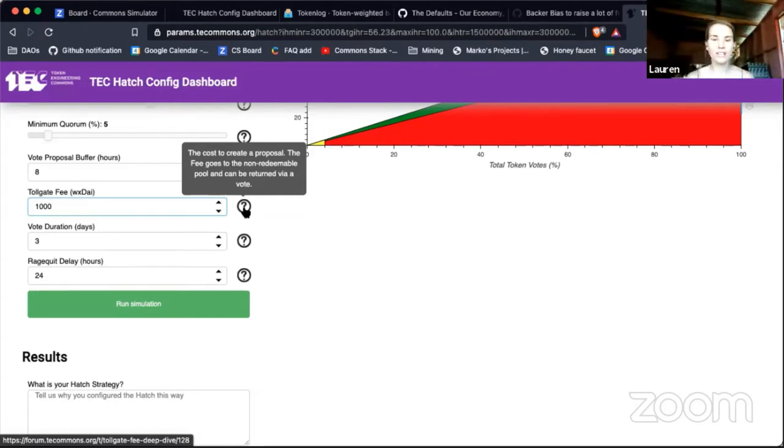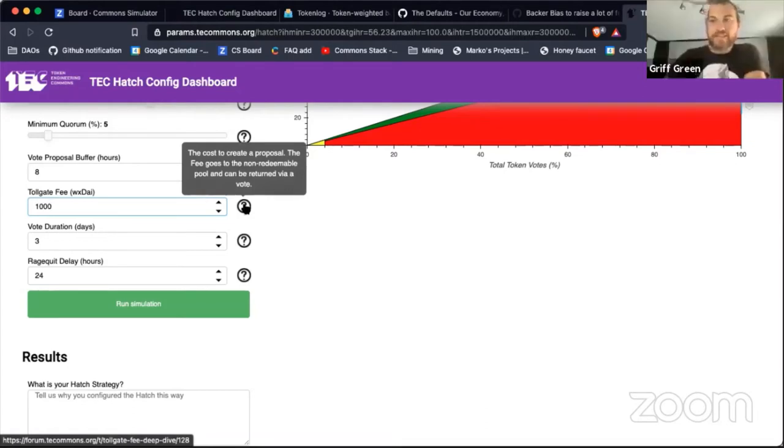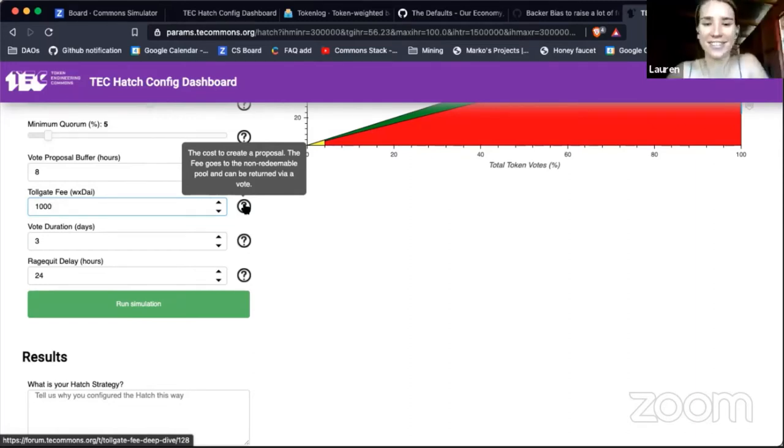And so, the tollgate fee, they don't get it back after their proposal goes through, or they do? They do not. Okay, cool. But it could be returned to them, right? Through a vote. So someone can make a vote that says, hey, give me $1,000 for my proposal fee, and send $1,000 to that guy for his proposal fee. And then everyone gets their money back. Okay, cool. Thanks, Griff.